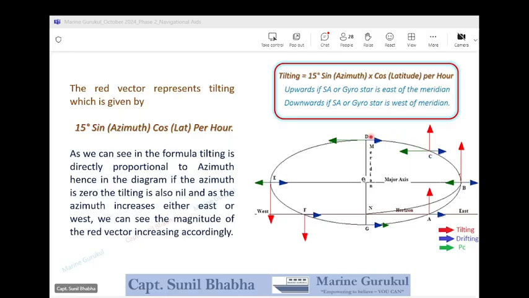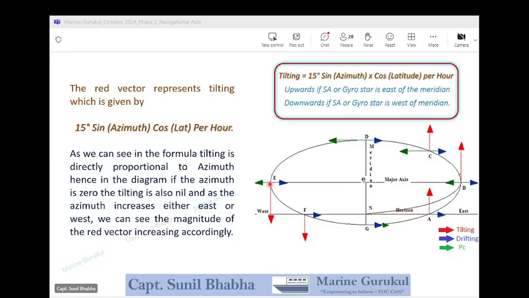As you go from Charlie to Delta, at point Delta, the azimuth becomes 0. So going from point Charlie to point Delta, as the azimuth keeps coming down, the tilting vector also reduces in magnitude and eventually becomes 0 at point Delta. Now from point Delta, the spin axis moves westwards. As it moves westward, the westerly azimuth increases. The maximum westerly azimuth is achieved at point Echo, and you can see that at point Echo, the magnitude of the tilting vector is also maximum.